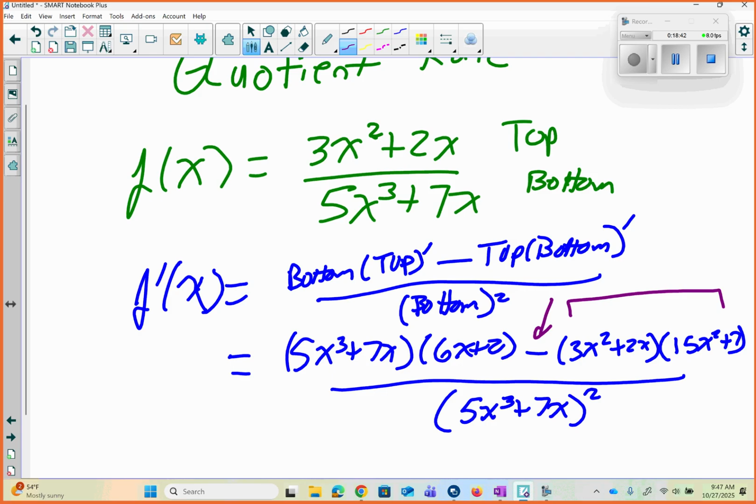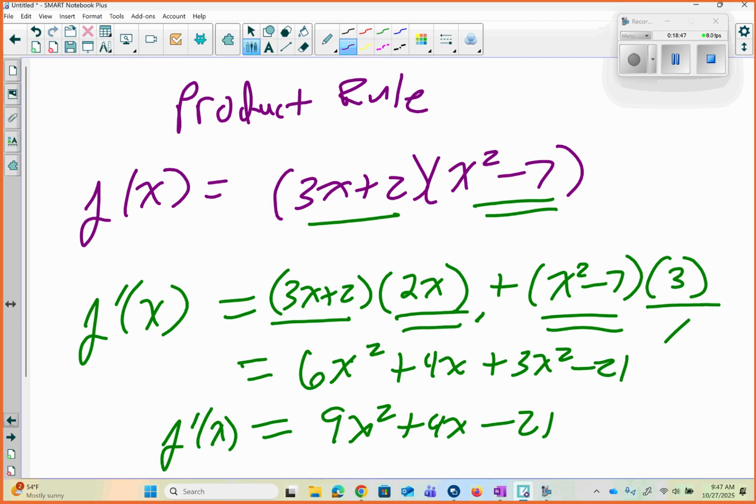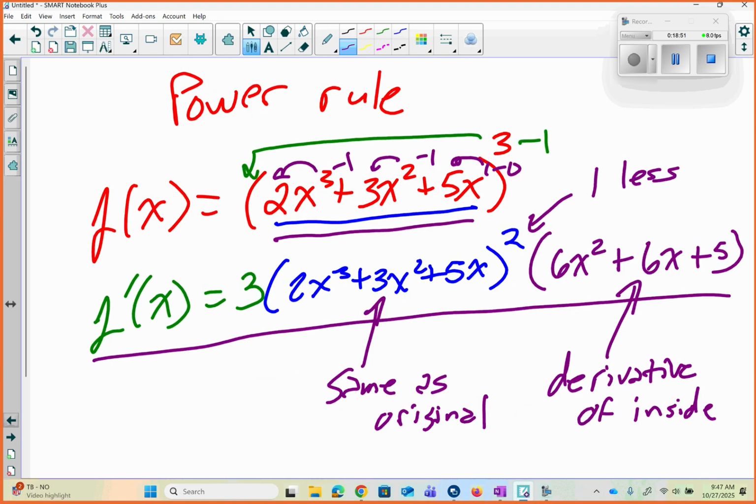So the product rule is when you're multiplying two things together. The power rule is when you have a power outside of the expression. And the power rule and the quotient rule, or the power rule and the product rule, can all be used with each other to solve things.